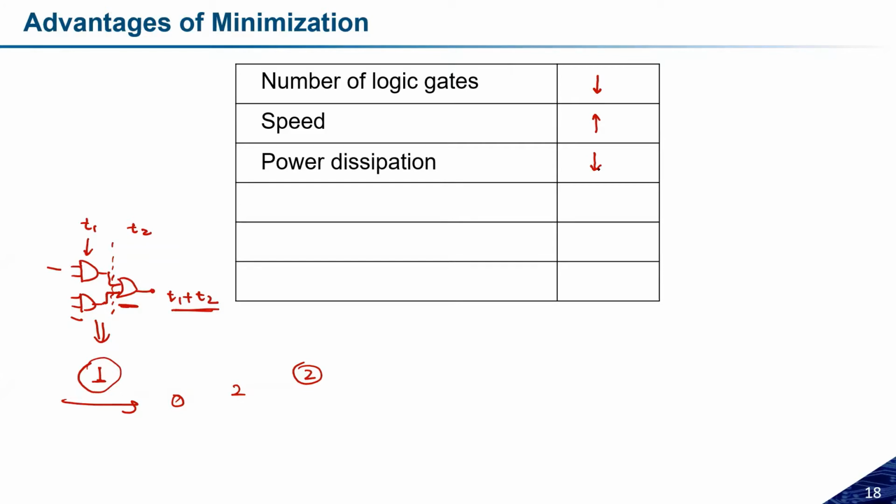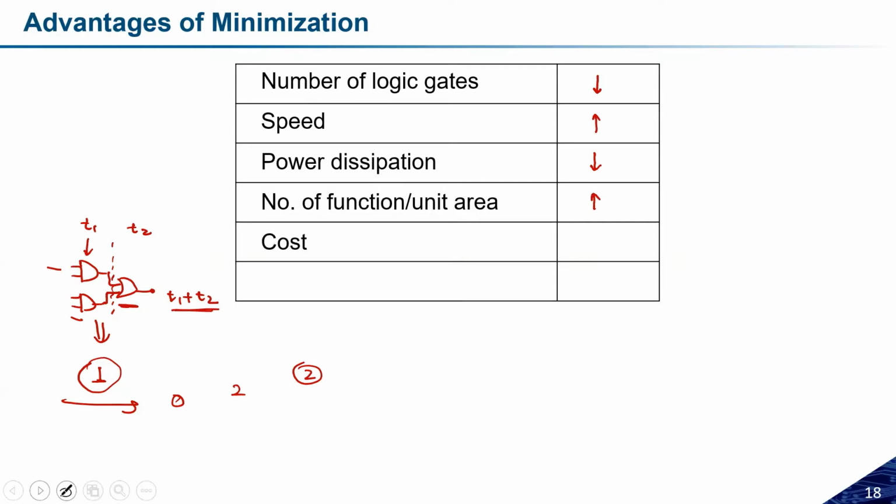Now, one more advantage of minimization is the number of functions per unit area. That is also going to increase, because initially I need more gates to implement the same function, but after minimization we require fewer logical gates to implement the same function. What it means is it requires less area to implement the same function. So the number of functions per unit area is going to increase. We can accommodate more functions in that particular area.